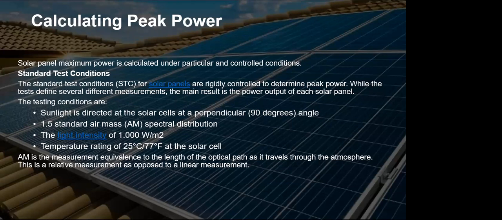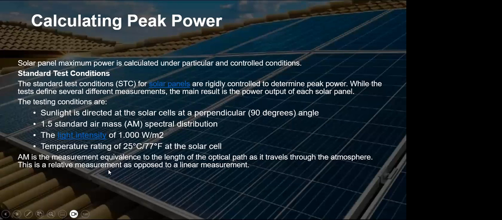If the panel receives 1,000 watts per square meter at a standard 1.5 air mass spectrum, that means there is some spectrum distribution. When we say 1.5 air mass, I can explain that. At a temperature of 25 degrees, it generates the peak power. We call that the peak power generation. It should be at 90 degrees, perpendicular to the solar radiation, with the standard spectrum, and solar intensity is defined like that.